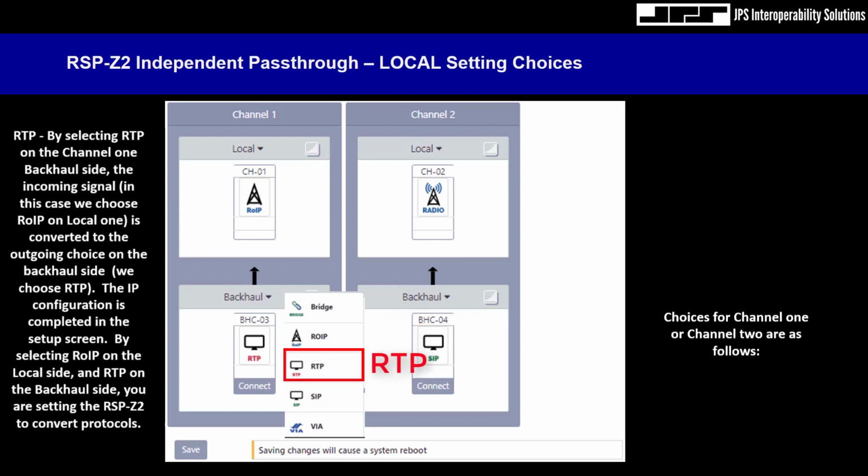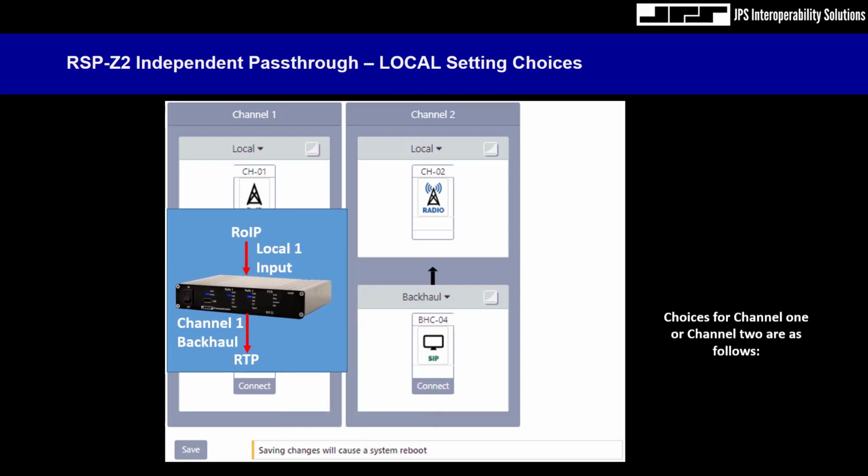By selecting RTP on channel 1, which is the backhaul side, the incoming signal, in this case RoIP on local 1, is converted to the outgoing choice on the backhaul side. We chose RTP. The IP configuration is completed in the setup screen. By selecting RoIP on the local side and RTP on the backhaul side, you are setting the Z2 to convert protocols. A simple block diagram shows that we have RoIP coming in local 1 input, and we have RTP going out the channel 1 backhaul.